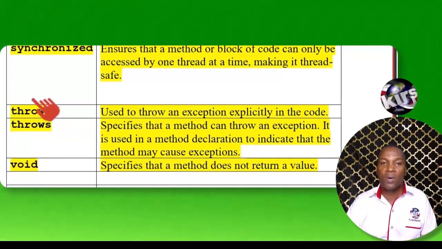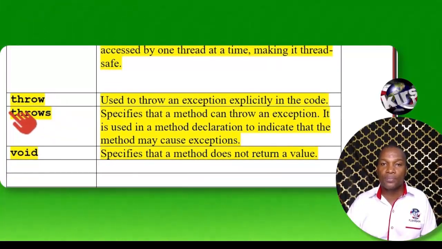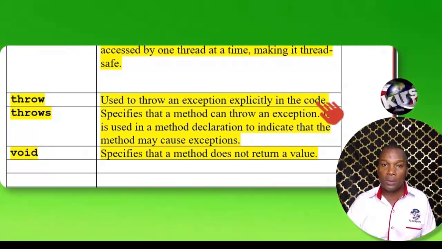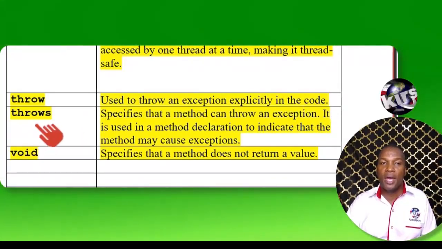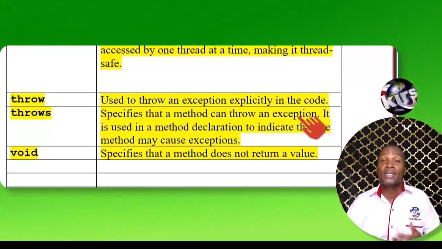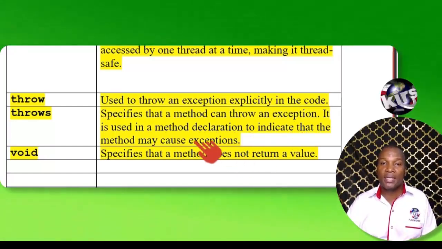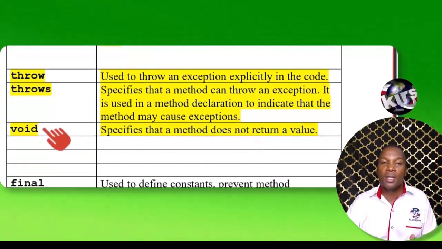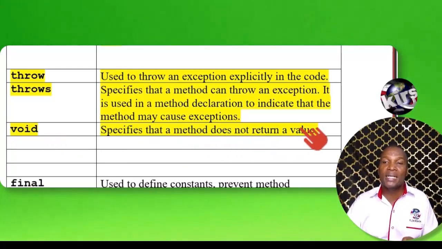Then the next keyword we have is throw, which is used to throw an exception explicitly in the code. And then throws, which specifies that a method can throw an exception. It is used in a method declaration to indicate that the method may cause exceptions. Then the other keyword we have is void, and void specifies that a method does not return a value.